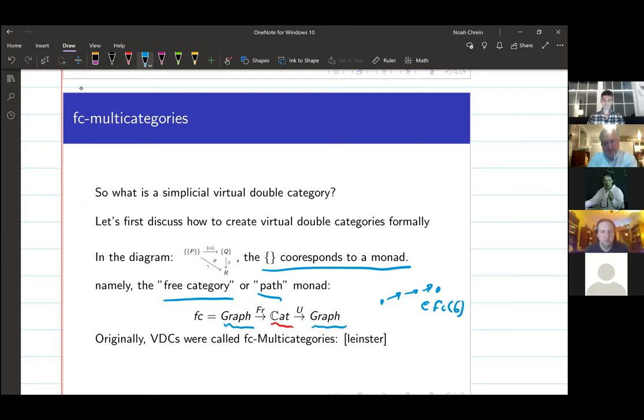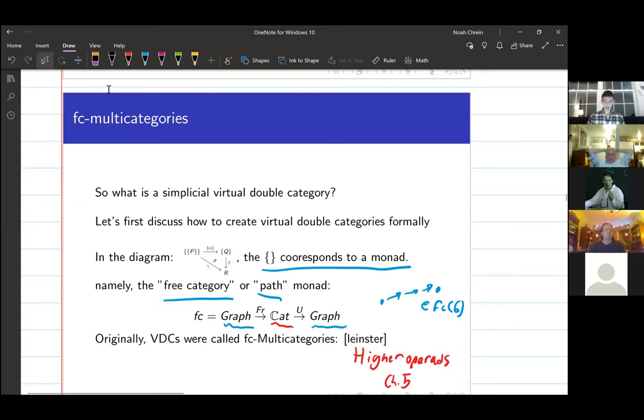Okay, so originally virtual double categories were called FC multi-categories. They are versions of multi-categories that are built out of the FC monad, this free category monad. I don't know if this is due to Leinster, but a good resource for this is Leinster's Higher Operads book. I think it's chapter 5.